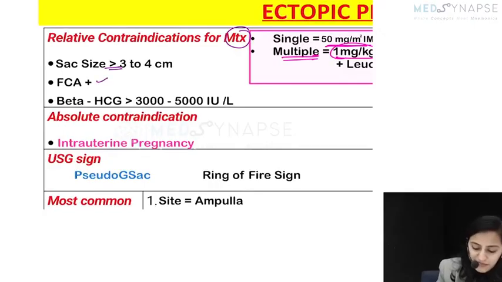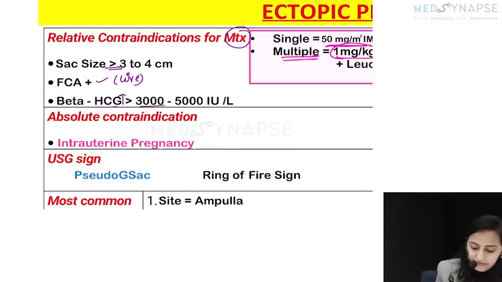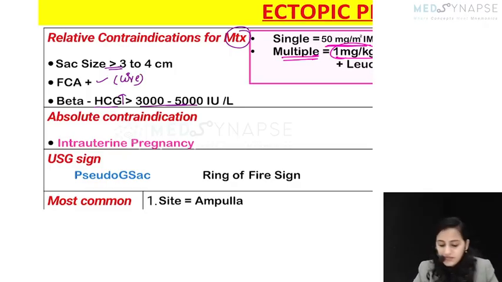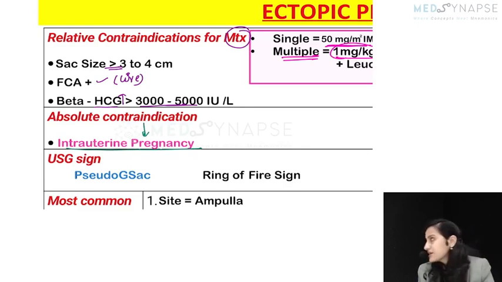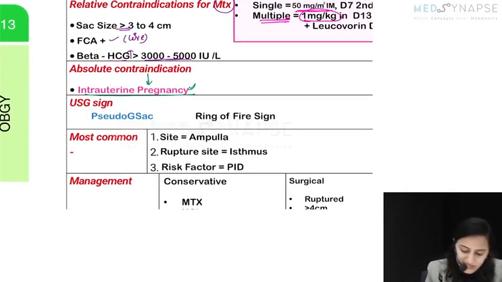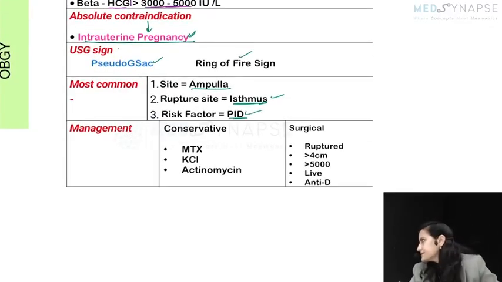Fetal cardiac activity present or absent? Present. If live, we will not give. Beta HCG high, more than 5000, you will not give methotrexate. An absolute contraindication for giving methotrexate is intrauterine pregnancy. In intrauterine pregnancy, we do not give methotrexate. USG sign we have seen, pseudogestational sac, ring of fire, most common site ampulla, most common rupture site is isthmus, most common risk factor is PID.